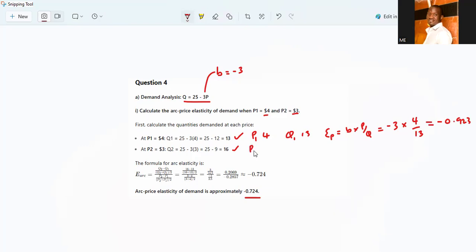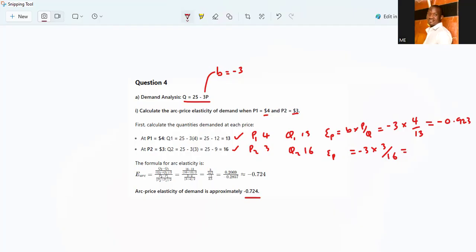Here, our P2 was what? 3, and our Q2 was what? 16. So our point elasticity, same procedure. We're going to have what? Negative 3 times price is what? 3 over Q, which is 16. So 9 over 16, it is going to give us what?